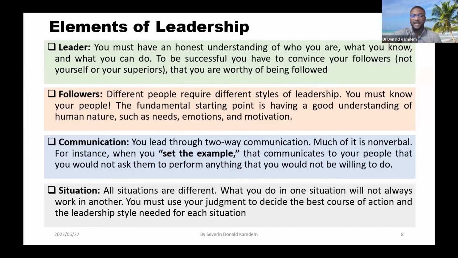And followers are coming from different backgrounds, different education, and you have to be able to understand human beings and your way of communication. You have 2 main ways of communication as a leader. And most of the time, you will use the non-verbal way of communication. I mean, you have to set the example.